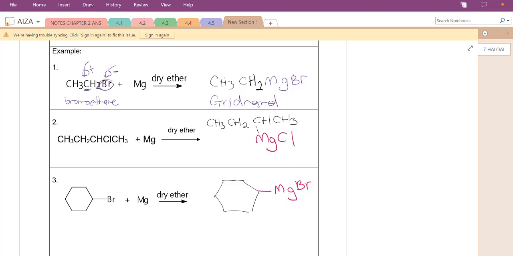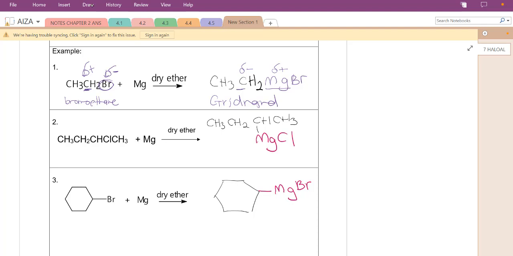When it reacts with magnesium in the presence of dry ether, the nature of that carbon will change. From delta plus, it will become delta minus. Why? Because in Grignard reagent, carbon attaches to metal, and metal is always electropositive. So the nature of carbon changes from delta plus to delta minus. That is what is special about Grignard reagent. Same with the second example.